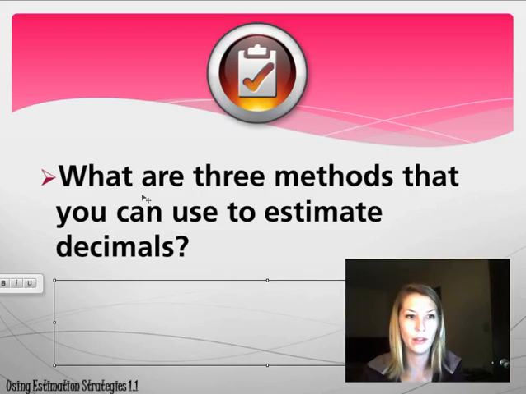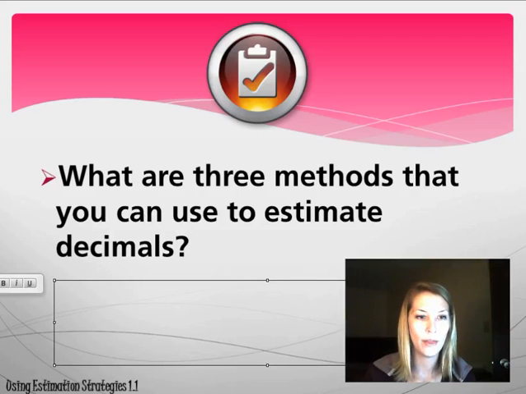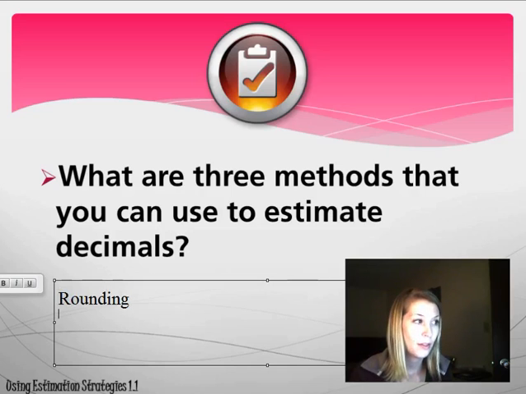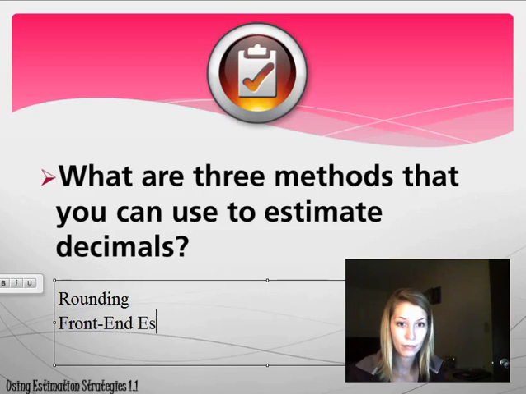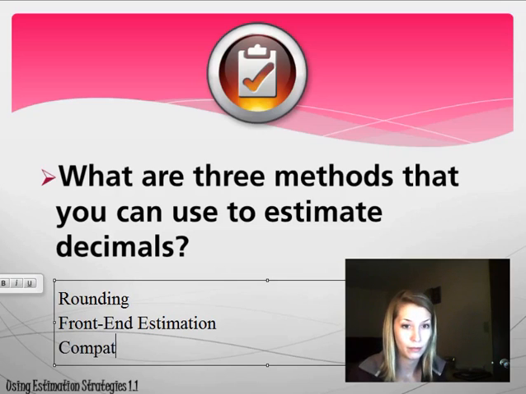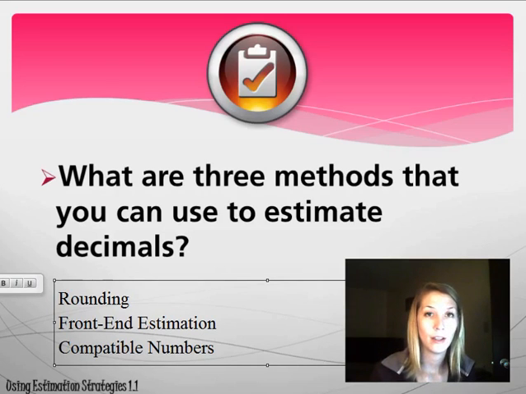Alright, so I'm going to list on the board what the 3 methods of estimation are. So hopefully you were able to do that as well. The first one that we went over as a class was rounding. The other one was using front-end estimation. And then the last strategy that we went over was using compatible numbers, in order to easily compute those numbers so that they were easily divisible, they could be easily multiplied, things like that.